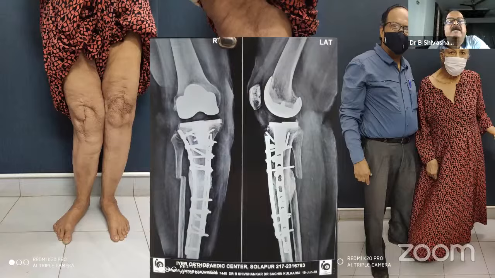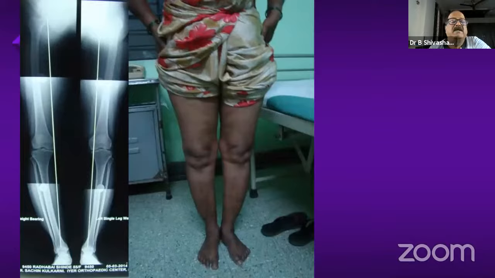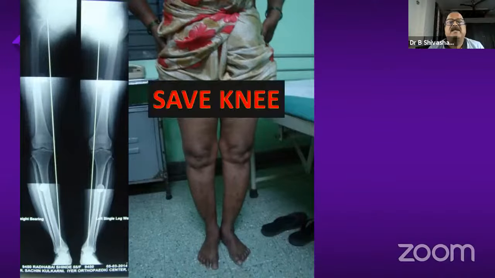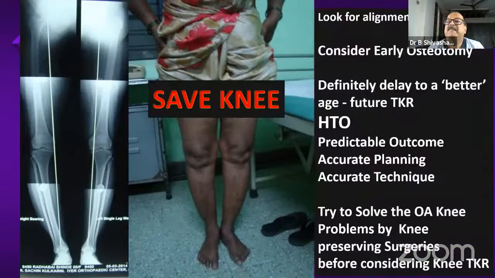So then only after getting that union, I did the TKR, though she was ready for TKR on the left side. Friends, if you see a patient like this, try to save the knee, look for alignment, consider early osteotomy, definitely delay the knee replacement to a future, probably correct age for TKR. With HTO a predictable outcome is possible. Accurate planning is required. The technique is accurate. You can get whatever you want to get. Whatever planning you have done, you can get it on the table.